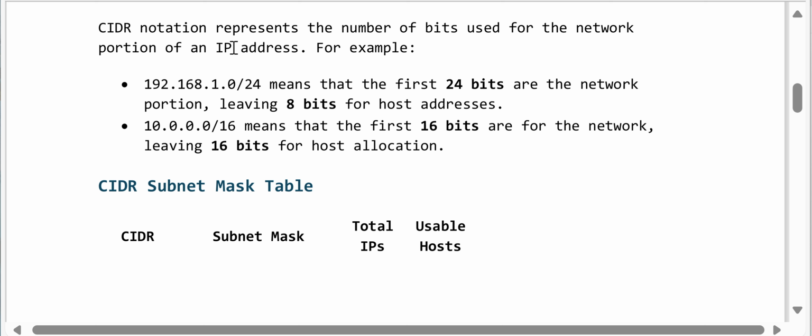So CIDR notation represents the number of bits used for the network portion, right? So if you see 192.168.1.0/24, you know that because all IPv4 addresses have 32 bits, right? There are 8 bits in 4 octets: 8, 16, 24, 32 bits, right? So if you see the slash 24, that means the first 24 are for the network, and the last 8 are for the hosts.